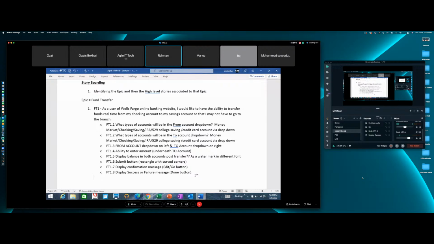So submit button FT 1.6 is also on screen number 1. So 1.1, 1.2, 1.3, 1.4, 1.6 are all screen 1. Everybody on the same page with me? Yes. Now you click that submit button and you go to FT 1.7. Confirmation message with an edit and a go button. Screen number 2. Everybody clear? Yes.